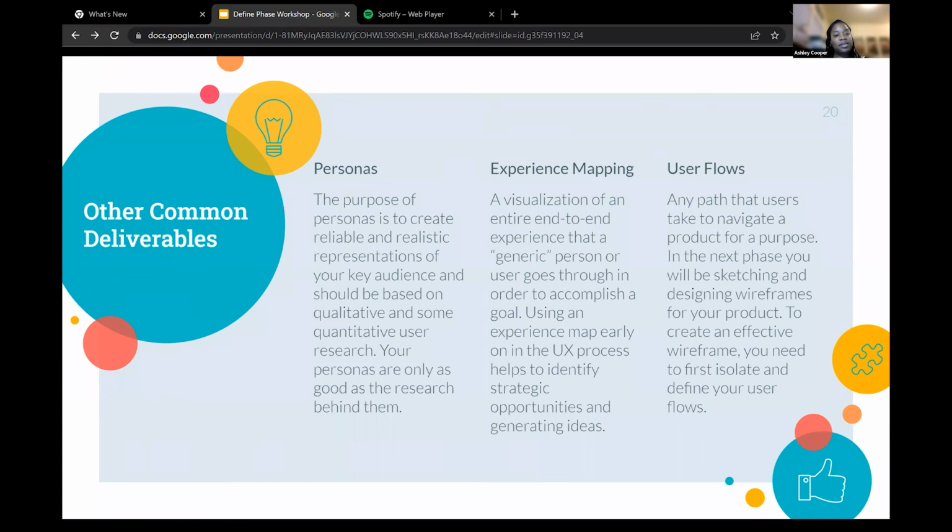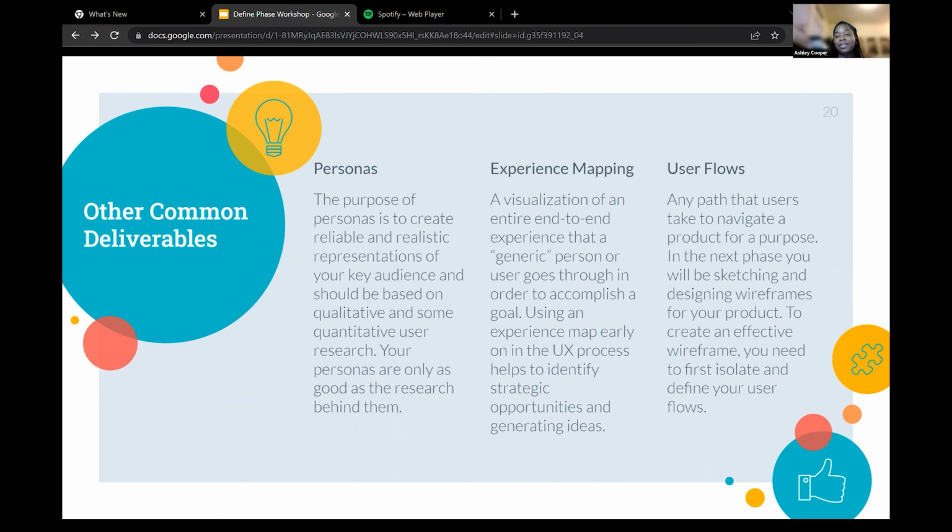And then the next thing, which usually comes after making your user stories, is your user flows. And this is a path that users take to navigate a product for a purpose. In this next phase, you'll be sketching and designing wireframes for your product. To create an effective wireframe, you need to first isolate and define your user flows.